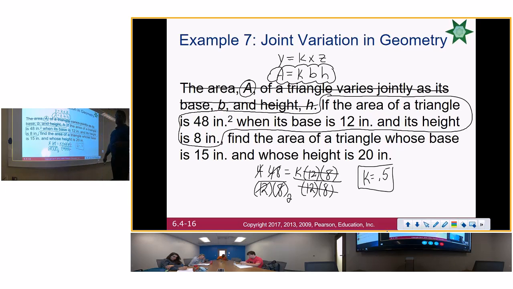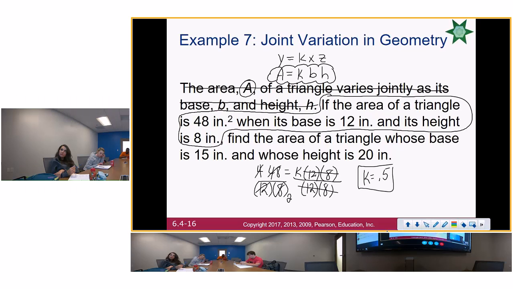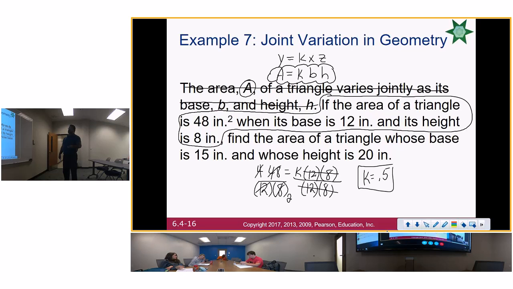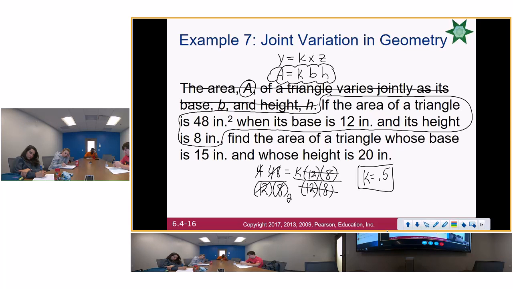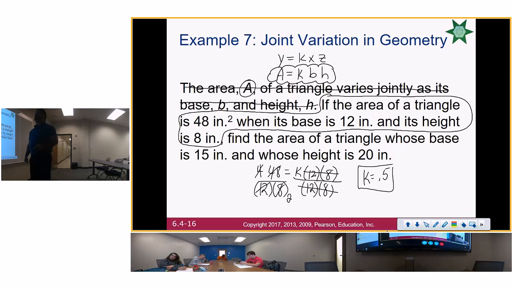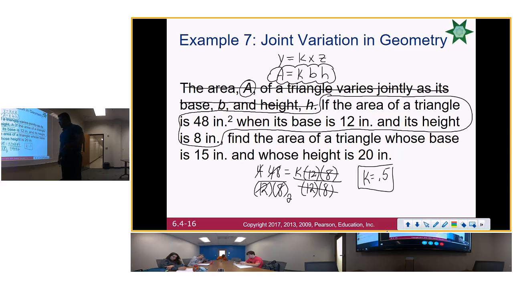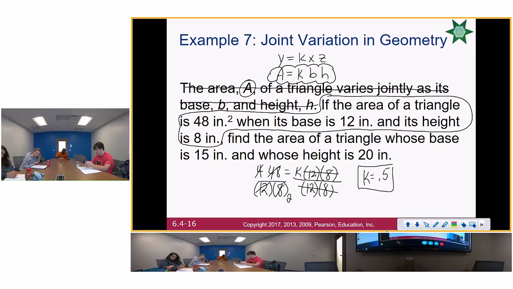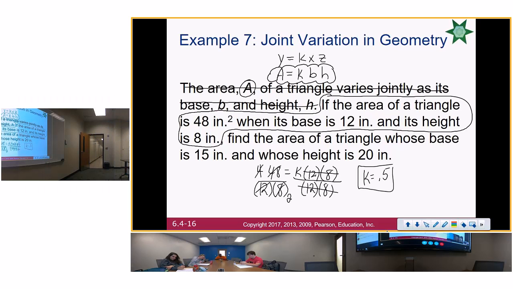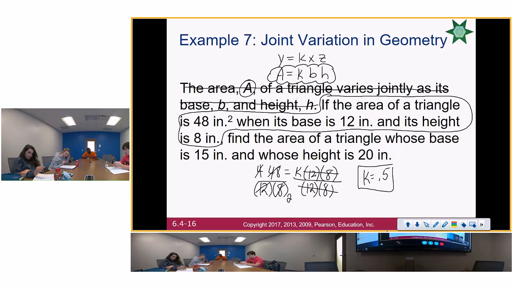Somebody check my math. I got 2. Somebody check it, it ain't 2, because 48 divided by, what is that, 96? 48 divided by 96 is not 2. It's 0.5. You're right. Okay. So Mr. Robinson is a disappointment.